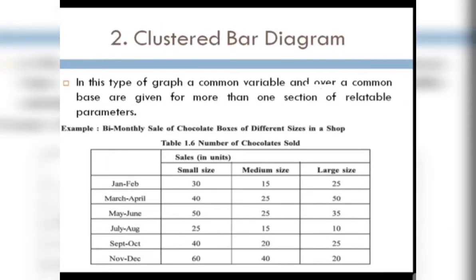Now the second one is the cluster bar diagram. As you can see on your screen, in this type of graph, a common variable and a common base are given for more than one section of the related parameters. So as you can see on your screen, the sale in units is there. There is more than one section, you can see 3 sizes are given, that is small size, medium size and the large size. And as per the month you will draw the diagram accordingly. So the months are there and the sale in units are given, with more than one section. So I will show you the diagram related to this.